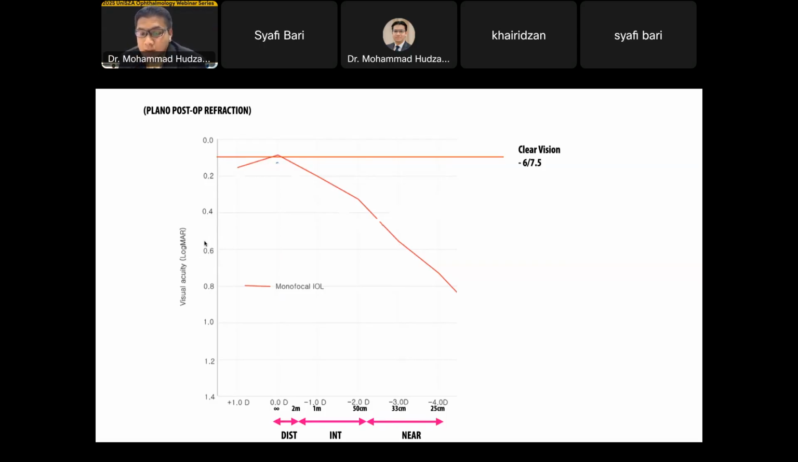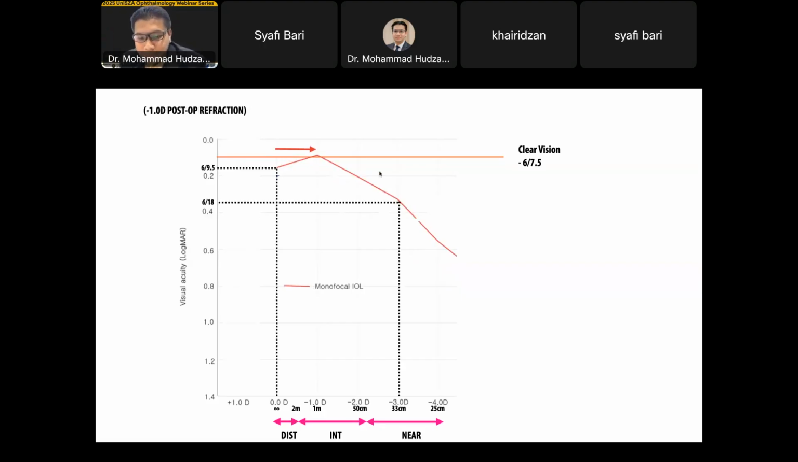Sometimes we are taught that we just try to aim minus for the patient so that patient will be happy. So we aim minus, for example, in this case. So the focus now is shifting to the right. Now, the vision at infinity drops to 6/9.5. And the near vision is not increasing that much, just one line only. So we are sacrificing patient's distance and even at near, just because we target patient of -1.